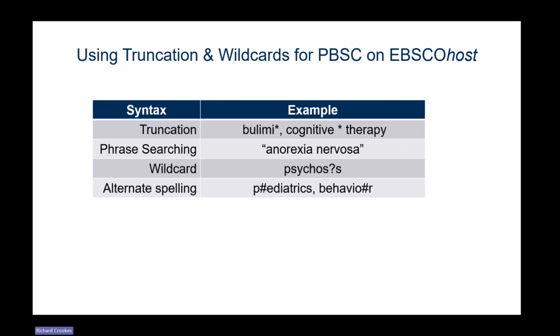Now, for alternative spelling, you can also use the hash wildcard for pediatrics and behaviour. If you put the hash wildcard before the E, after the P in pediatrics, that'll find both US and UK spelling. And also for behaviour, if you place it after the O before the R, you would find behaviour in UK and US spelling as well. Okay, so this will also include the PowerPoint for you to refer to post-session.